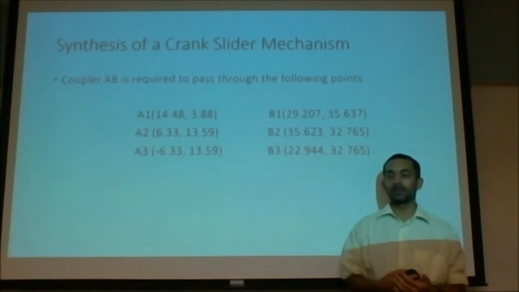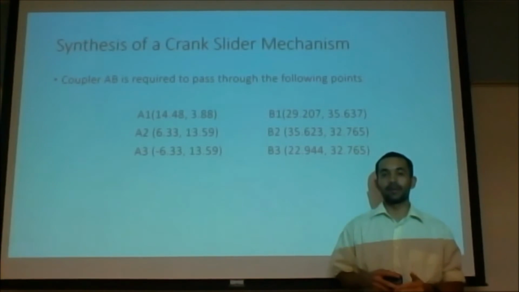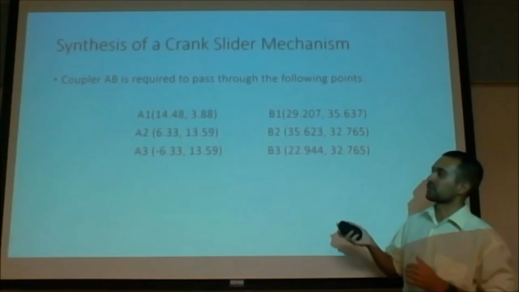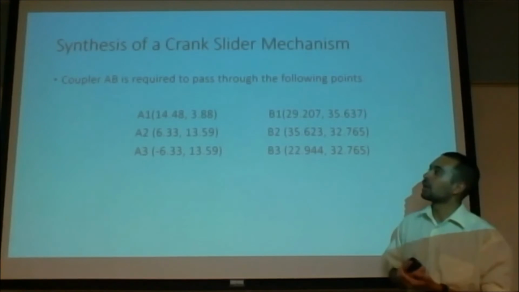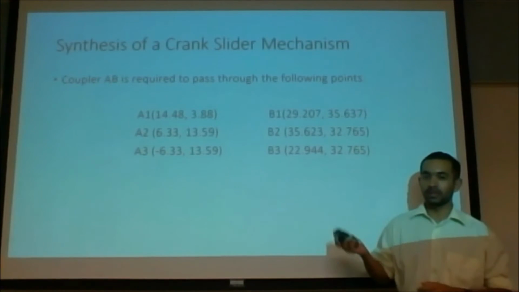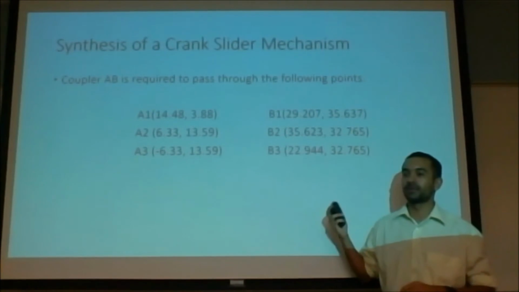For the second part of the project, we needed to synthesize a crank slider mechanism. We were given 3 points in our system that were acting as a coupler, and they were required to pass through these points. We have A1, A2, and A3 with the respective B1, B2, B3.